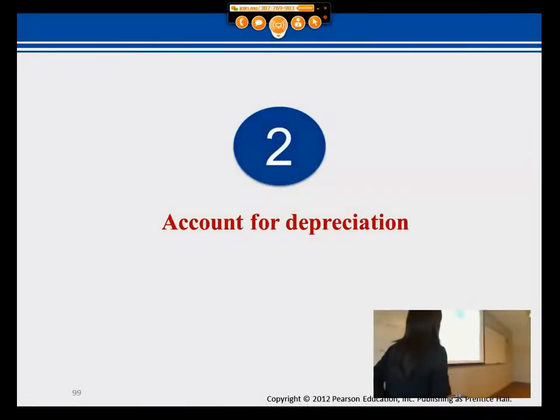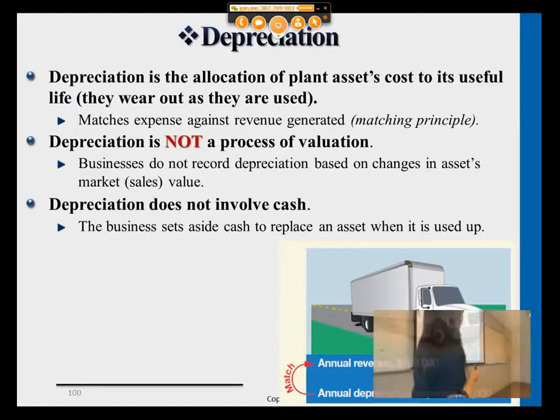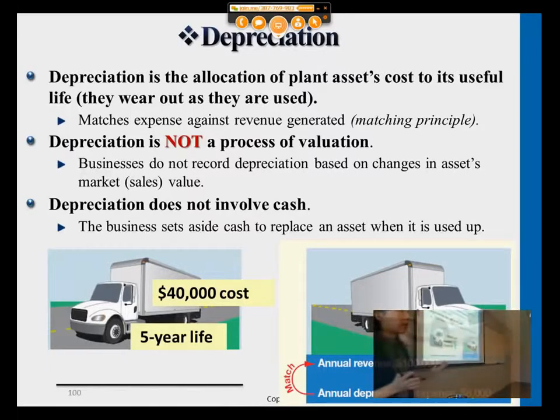I'm going to go into depreciation now. So depreciation, we want to measure how we have been using the asset, the wear and tear of long-term assets, and specifically tangible assets. So here we want to allocate plant assets cost based on its useful life and based on how we have been using the asset.